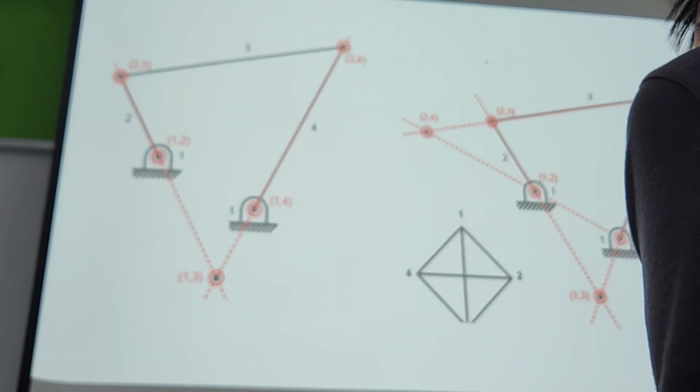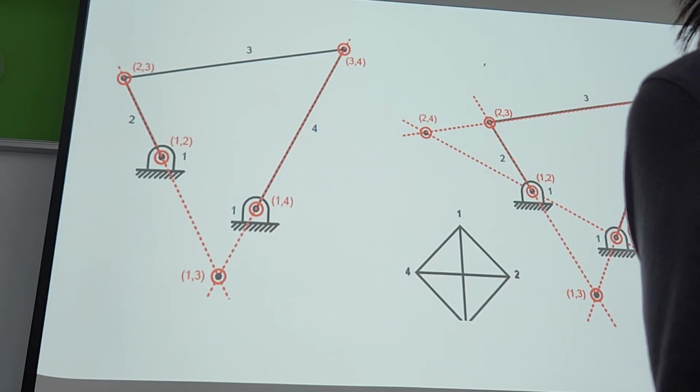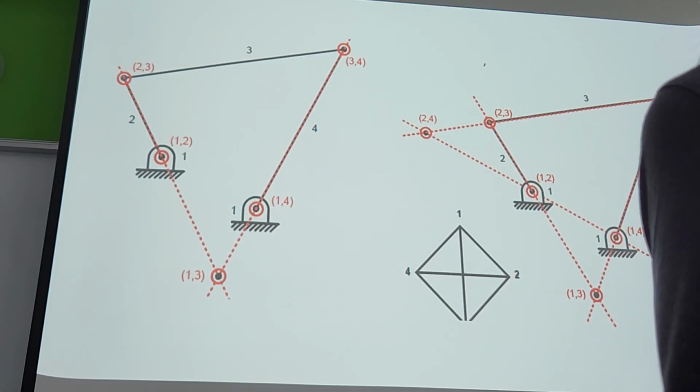Next we need to plot 1, 4, 1, 2. If you take links 1, 2, 4, there will be 3 ICs. We know 2 ICs, 1, 2 and 1, 4, so 2, 4 will be on this line. Similarly, this is 3, 4, 2, 3, so 2, 4 will be on this line too. The intersection point will give you 2, 4. So 1, 3 we could identify and 2, 4 we could identify. Alright, so all the 6 instantaneous centers we know.